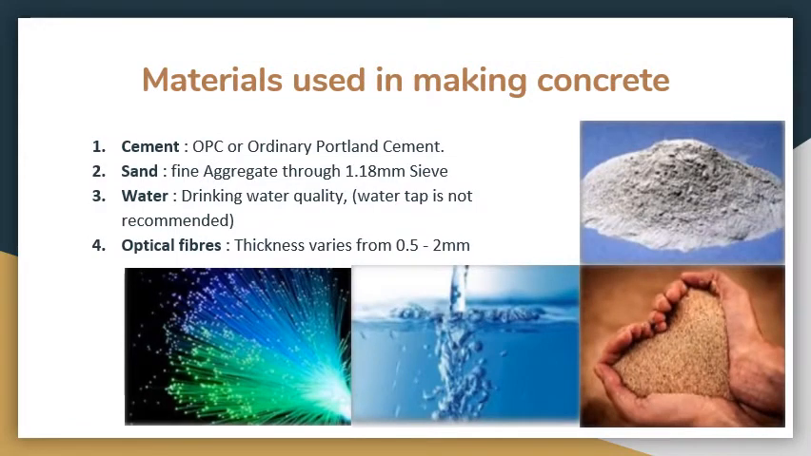So here we have materials used in making concrete. We have four basic materials. The first one is cement. We can use OPC or any ordinary Portland cement. Second is the sand, fine aggregate passing through a 1.18 millimeter sieve. Third, we have water. It's recommended to use drinking water quality. Tap water is not good. Fourth is optical fibers. Thickness varies from 0.5 to 2 millimeters.